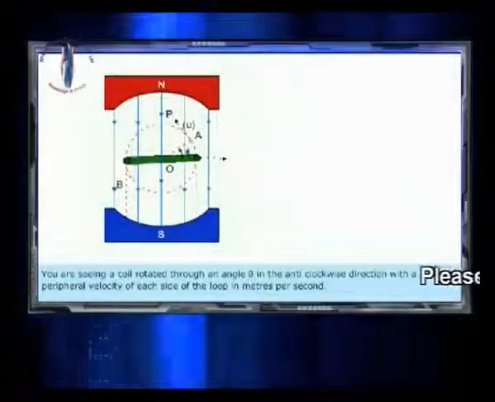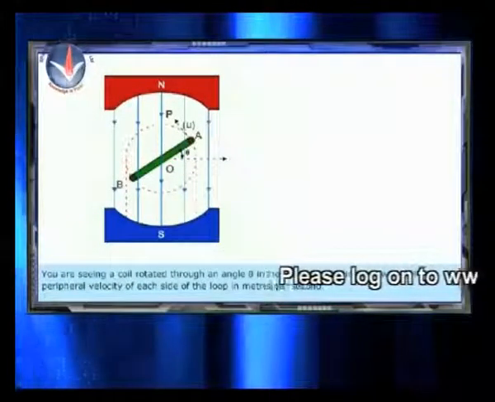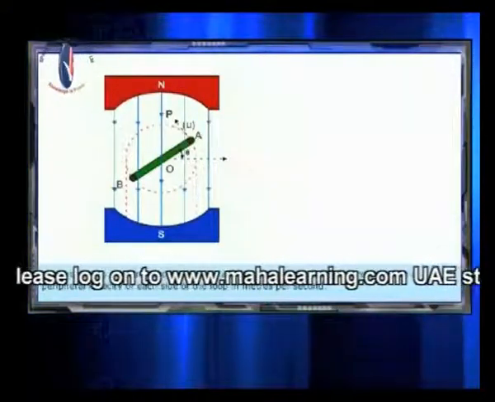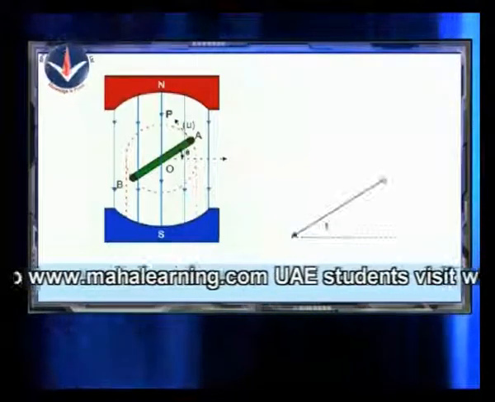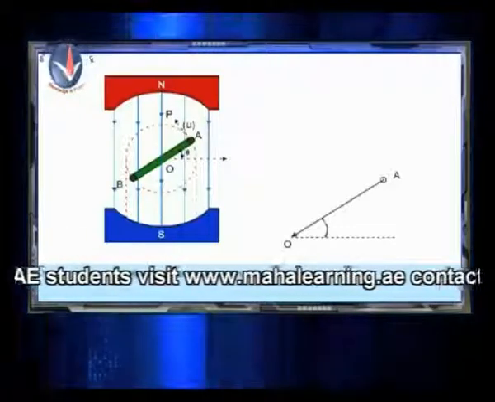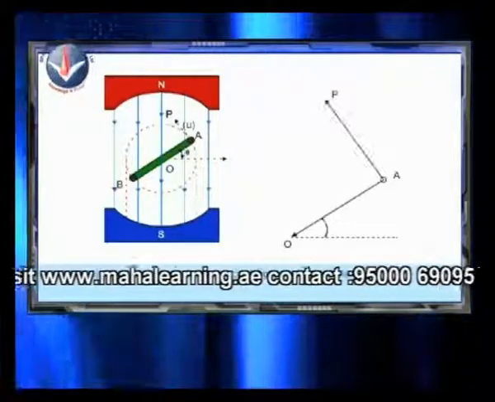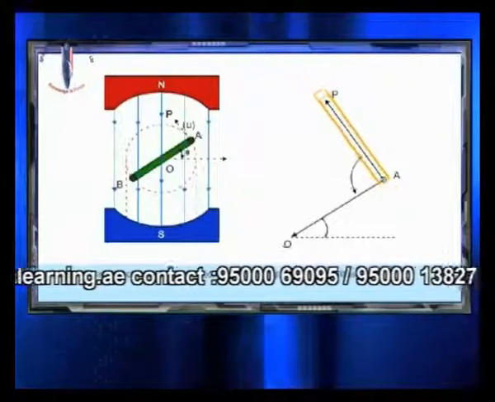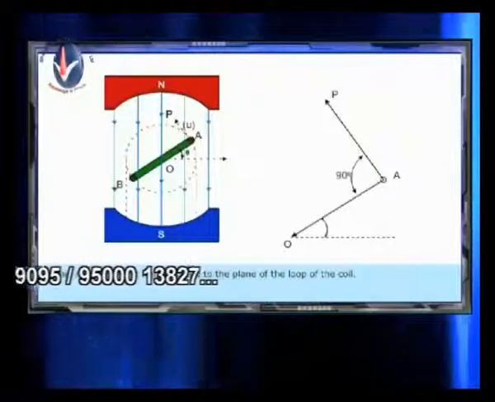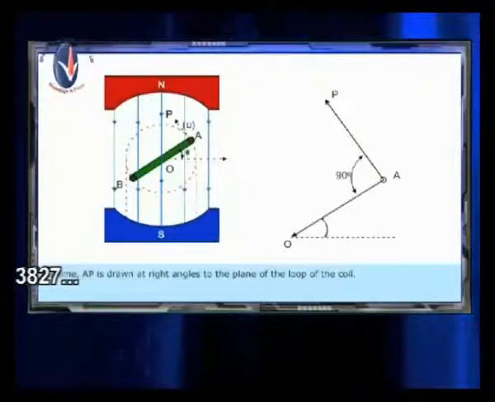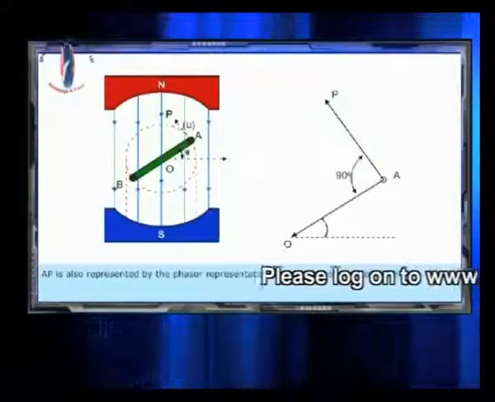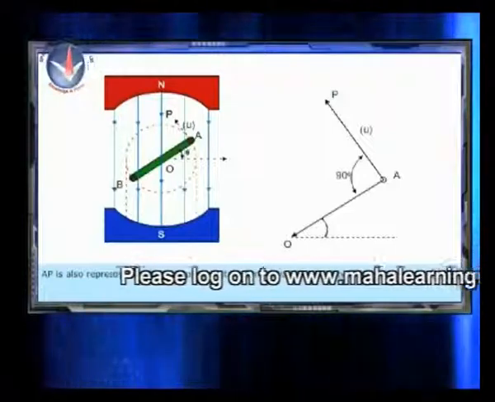You are seeing a coil rotated through an angle theta in the anti-clockwise direction with a peripheral velocity U of each side of the loop in meters per second. Draw OA parallel to the plane of the coil loop. The vector of this velocity is denoted by AP, that is, the length of the line AP. The line AP is drawn at right angles to the plane of the loop of the coil. AP is also represented by the phasor representation denoted by U, the velocity vector.